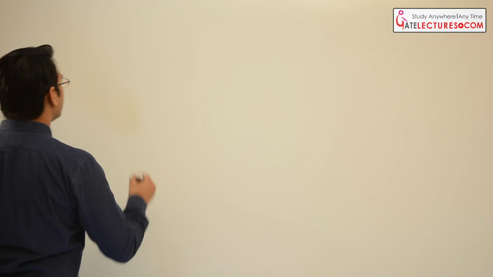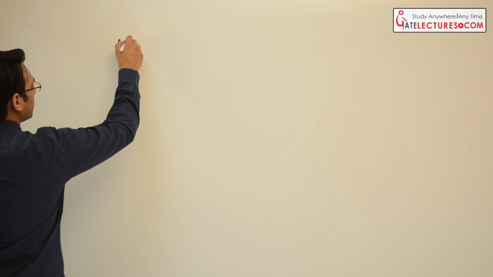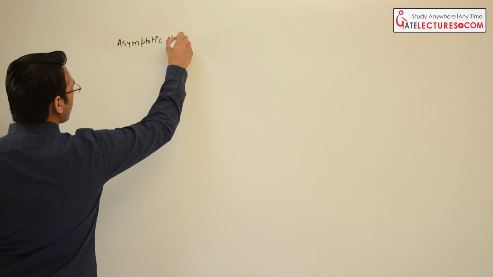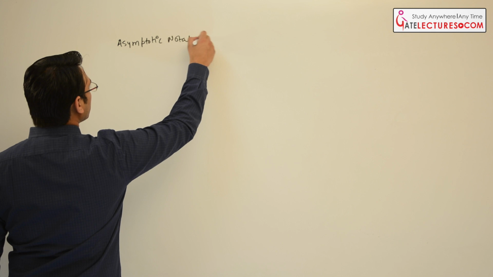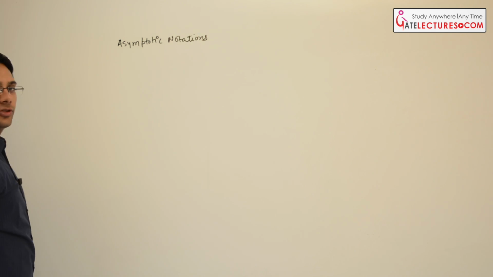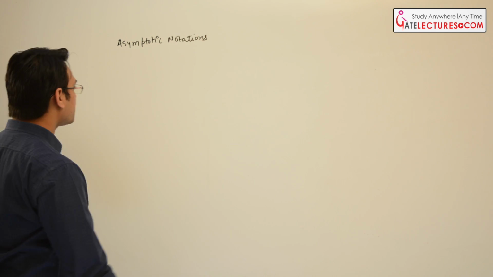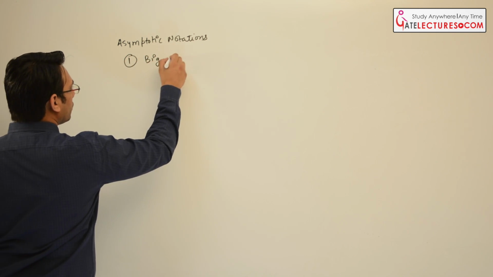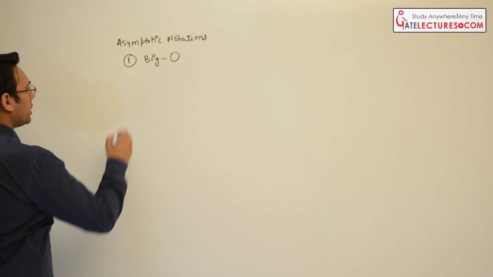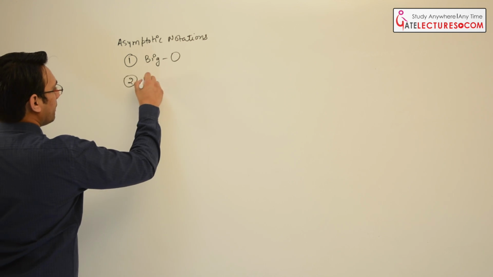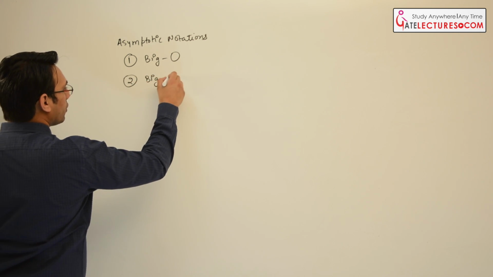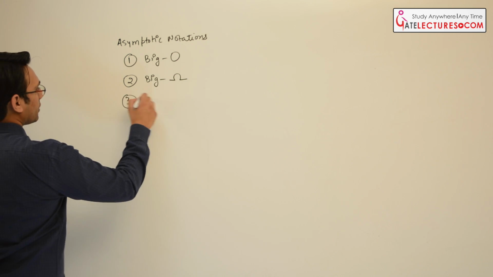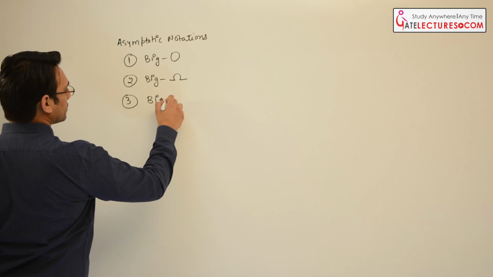The next topic is the asymptotic notations. So we are going to use three asymptotic notations here. Number one, the big O notation. Number two, the big omega notation. And number three, the big theta notation.